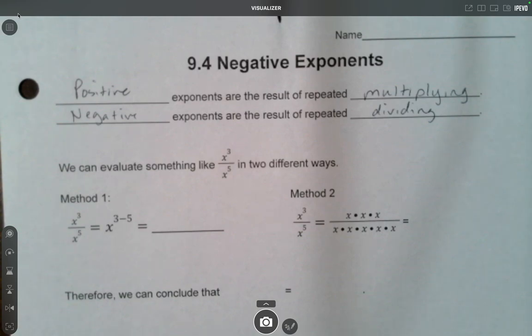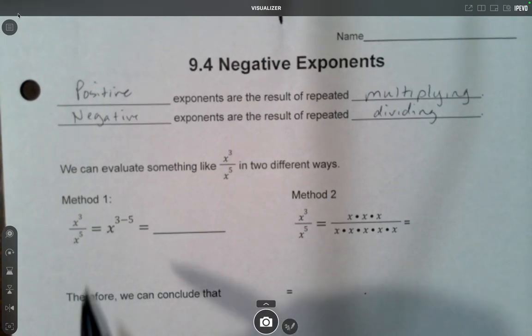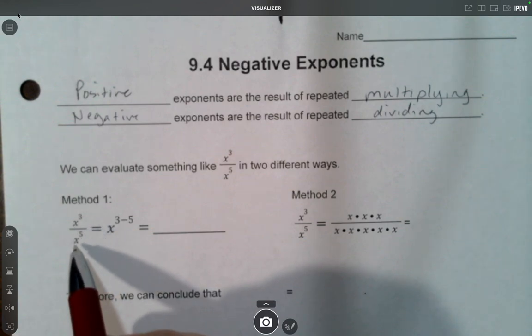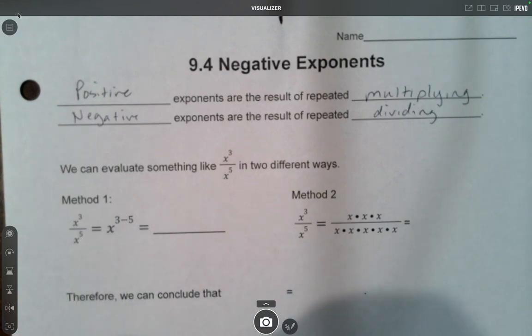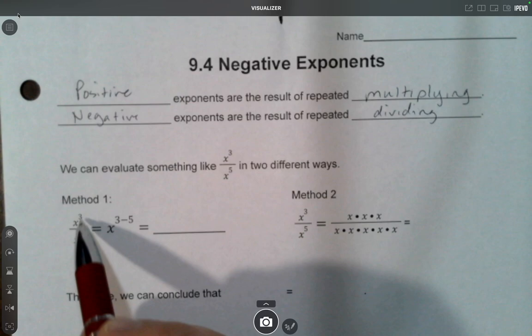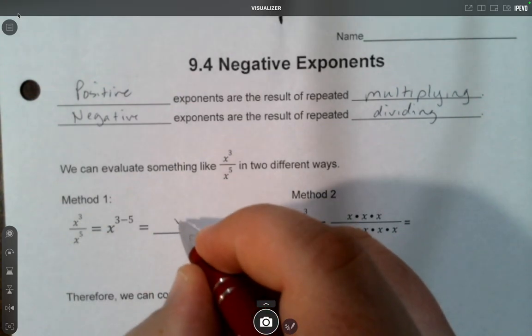So based on what we've learned so far, we can evaluate something like x cubed over x to the fifth in two ways. We learned that when we divide the same base with exponents, we subtract the exponents. So we can do 3 minus 5, which is negative 2.